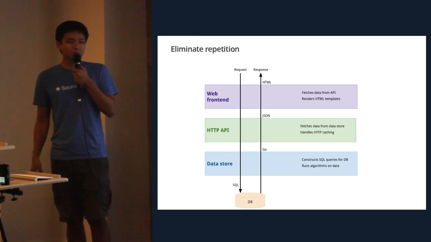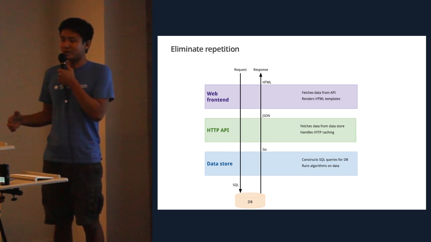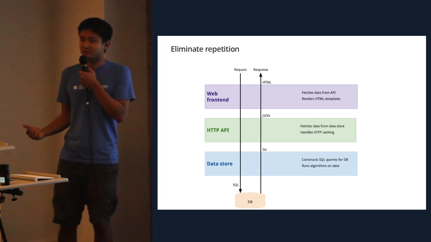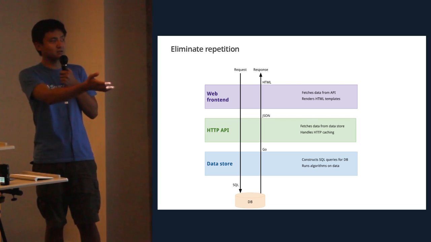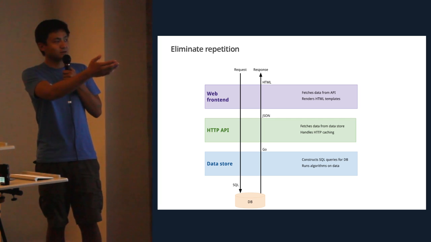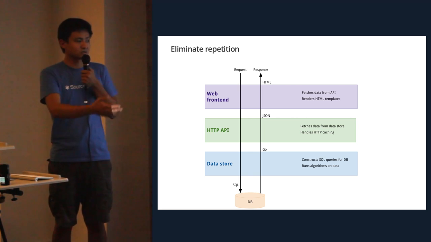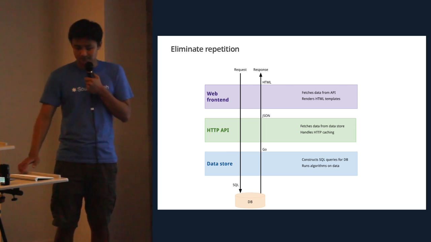Now, getting back to those high level goals about what makes a good web app, one of the things was don't repeat yourself. So how are we going to eliminate repetition in this design? Because if you think about it, there's a lot of repeated logic here. The web front end is rendering HTML, but it has to interact with the same data structures conceptually as the API and the data store, right?